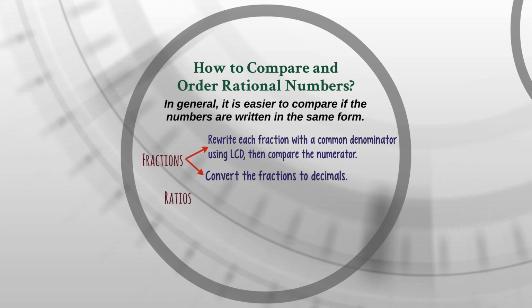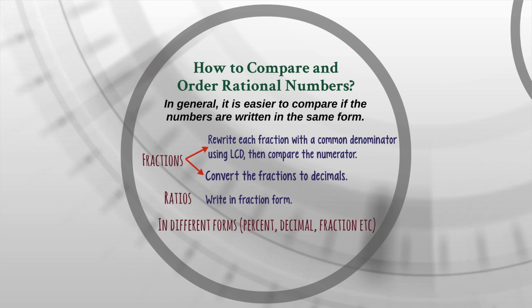If the given are ratios, it's better to write them in fraction form before comparing, because it's difficult to compare if they're in the form of a ratio. But what if the given are in different forms, like percent, decimal, fraction, and other forms of rational numbers? How do we compare them? It's simple. Express them in the same form and then compare.